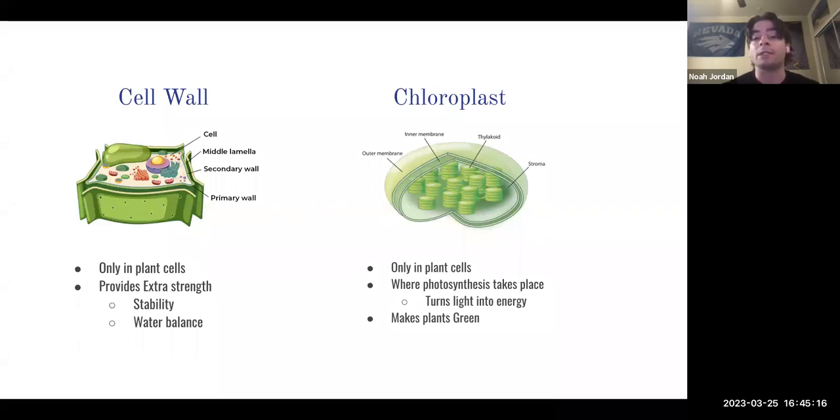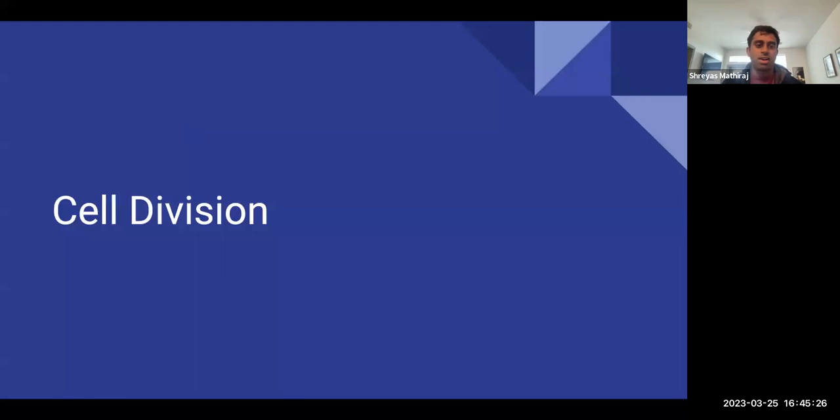And also they have chloroplasts. These are also only in plant cells. This is where photosynthesis takes place, and it turns light into energy, and is also what makes plants green. Very cool. Okay, now we will cover our second topic, cell division.